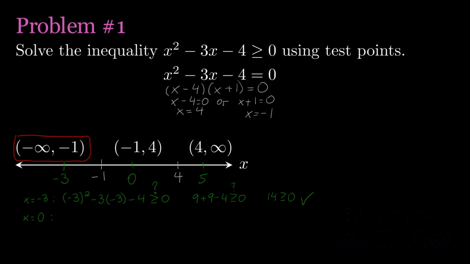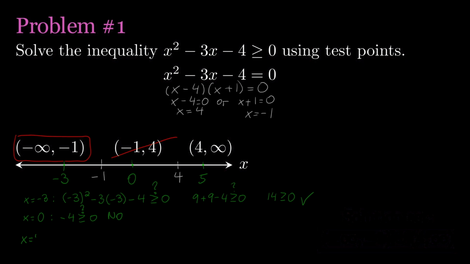Moving on to the second test point, 0. When we evaluate at 0, obviously all the x terms will go to 0, so we'll just get -4 out of it. And we ask if -4 is greater than or equal to 0. Of course, the answer to that question is no. Therefore, this second interval will not belong to the solution set.